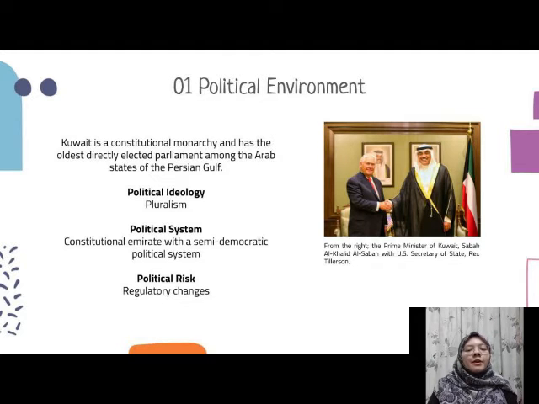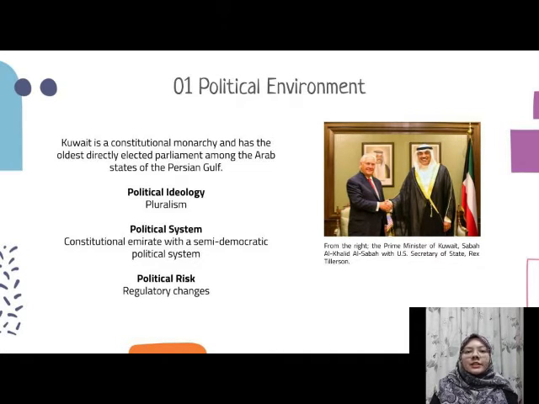Next is the political system of Kuwait. Kuwait is a constitutional emirate with a semi-democratic political system. The country is ruled by a hereditary emir who can pass laws by decree when parliament is not in session and can veto legislation. The emir selects the prime minister and the cabinet is subject to his approval. He can also dismiss government ministers and dissolve parliament. Top positions in the cabinet, such as the prime minister, interior, defense, and foreign affairs, are traditionally held by the members of the emir's Al-Sabah family.